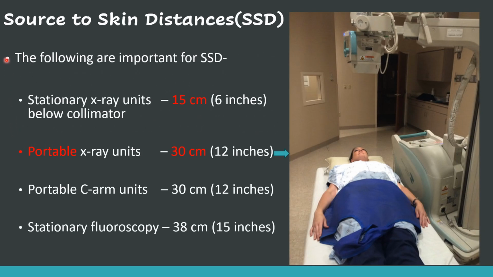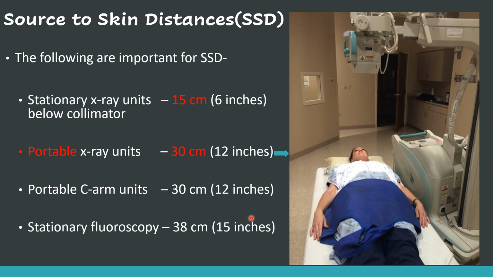The following are important for source to skin distances. Stationary X-ray units, 15 centimeters or 6 inches below the collimator. So that's the minimum distance from here to here. Portable X-ray units, 30 centimeters, 12 inches. Portable C-arm units, 30 centimeters, 12 inches. Stationary fluoro, 38 centimeters, 15 inches.